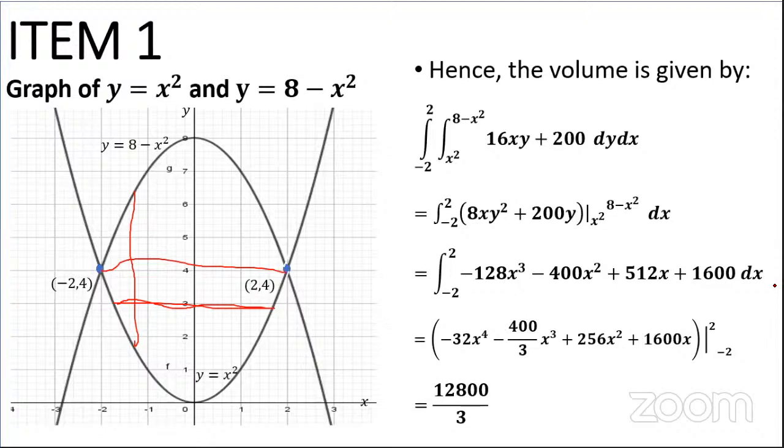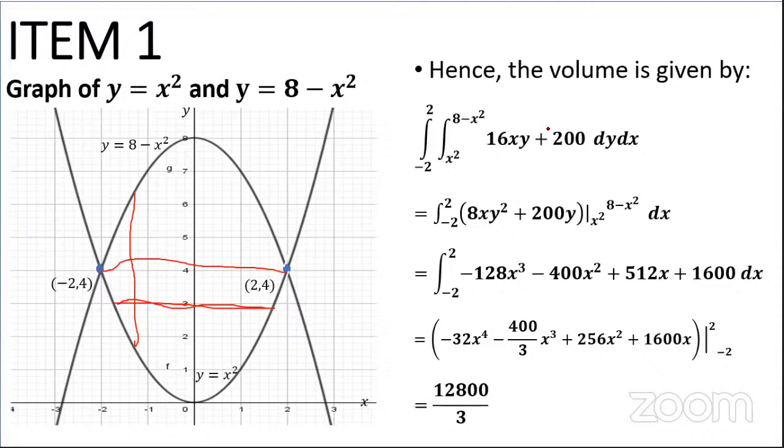Questions so far? Hello? May question ba for this item? Mukhang wala, sir. Mukhang wala. May kausap ba ako dito? Joke.